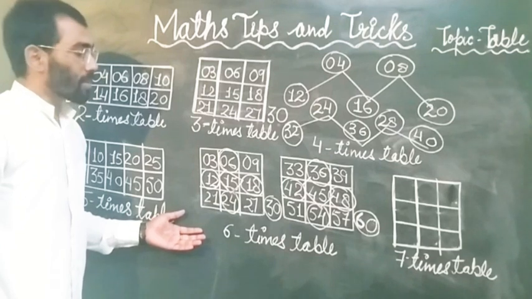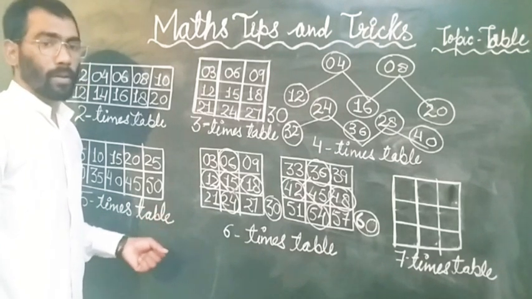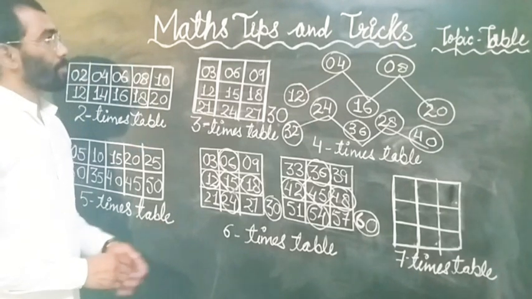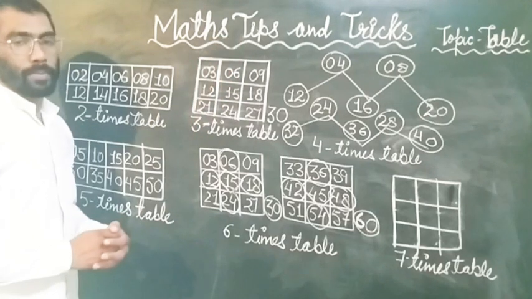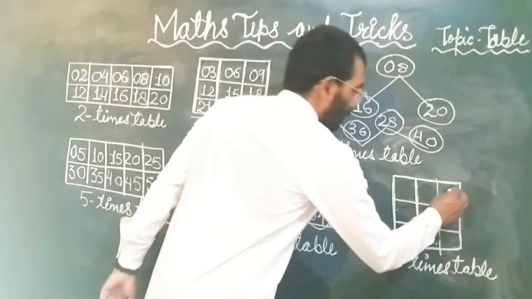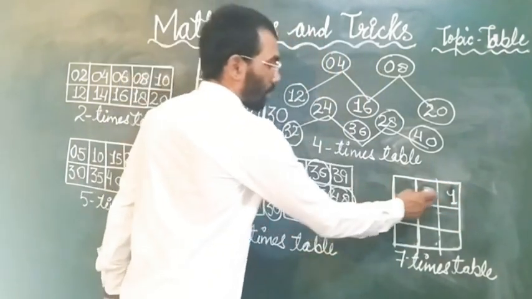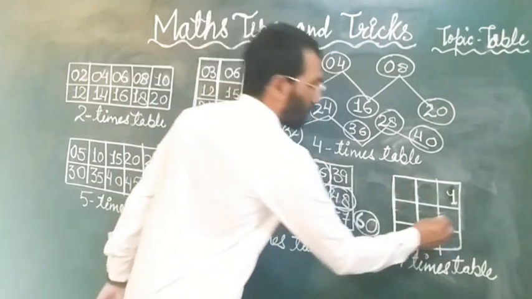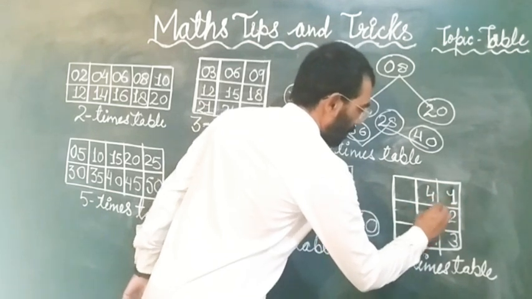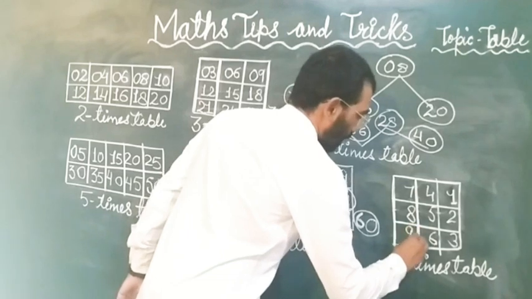Now, students, moving on to the next table, the table of 7. How will we write the table of 7? With the help of short tips and tricks, let's see on the board. Write 1 at the last box of the first row, 2 here, 3, 4, 5, 6, 7, 8, and 9.